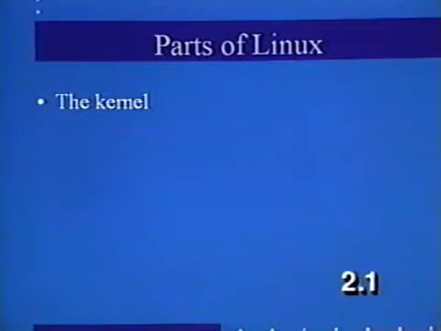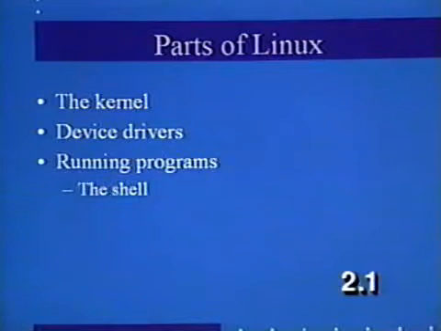The kernel provides the most basic functionality, such as scheduling different processes, allocating memory, controlling devices, and things like this. On top of the kernel are device drivers that actually interact with pieces of the hardware as controlled by the kernel. Now, what you normally think of as what you see in Linux is the running programs. These programs interact with the device drivers and sometimes with the kernel itself.